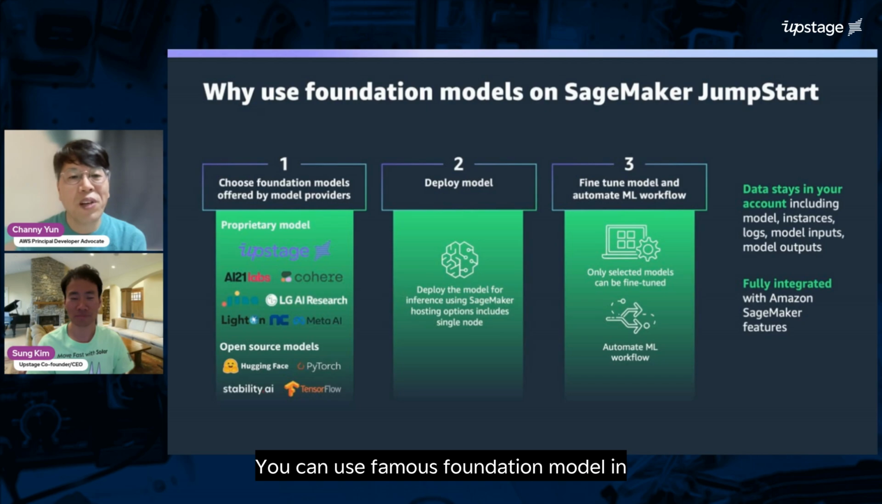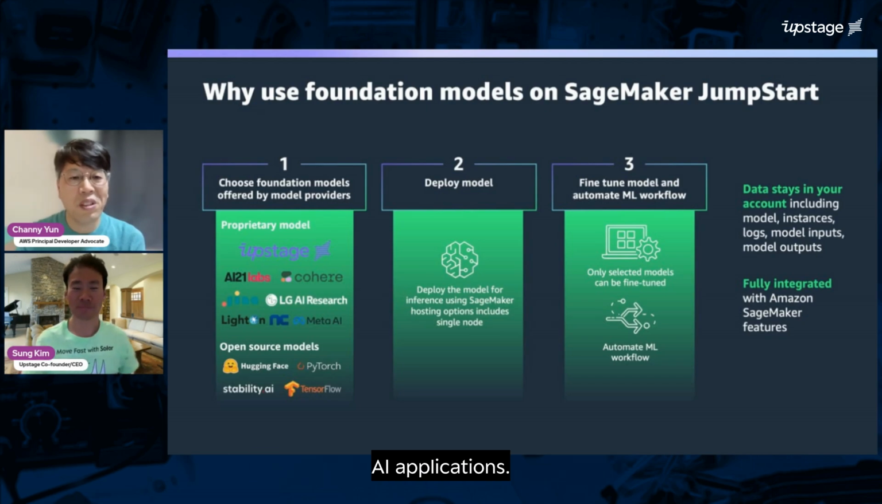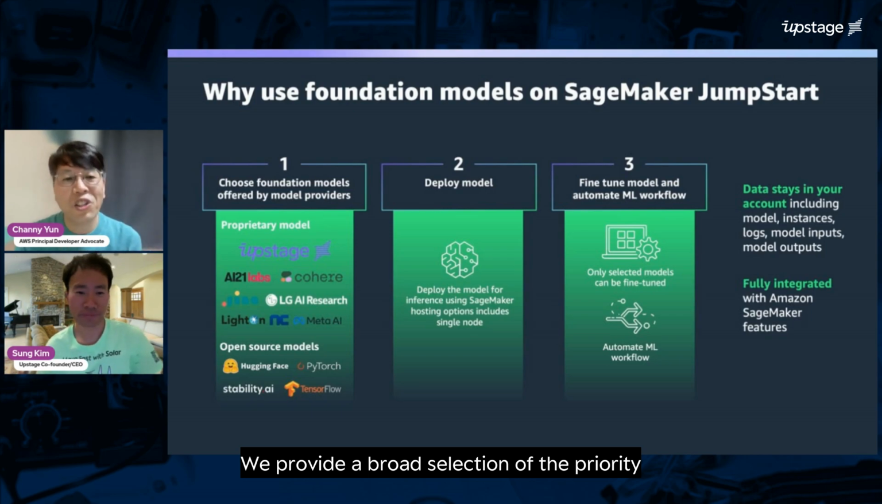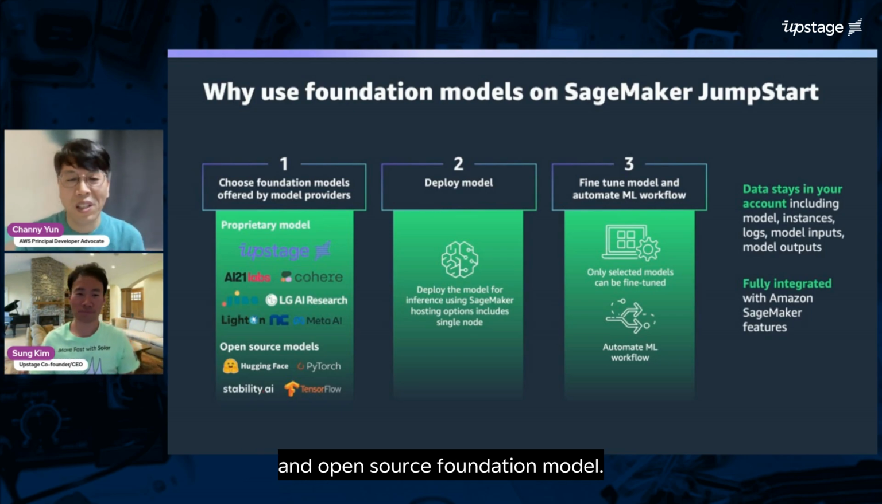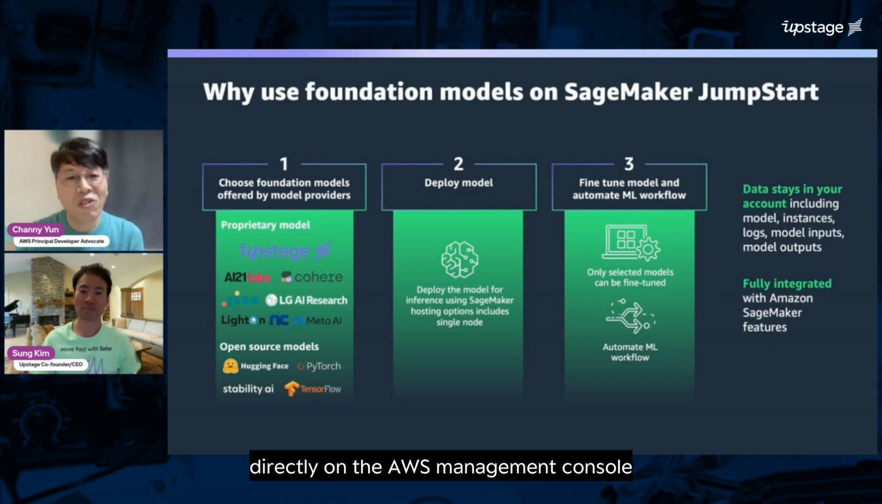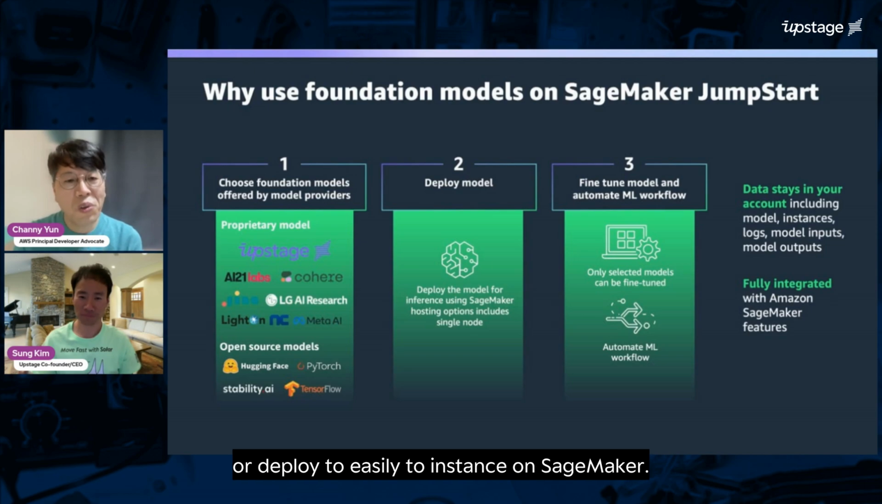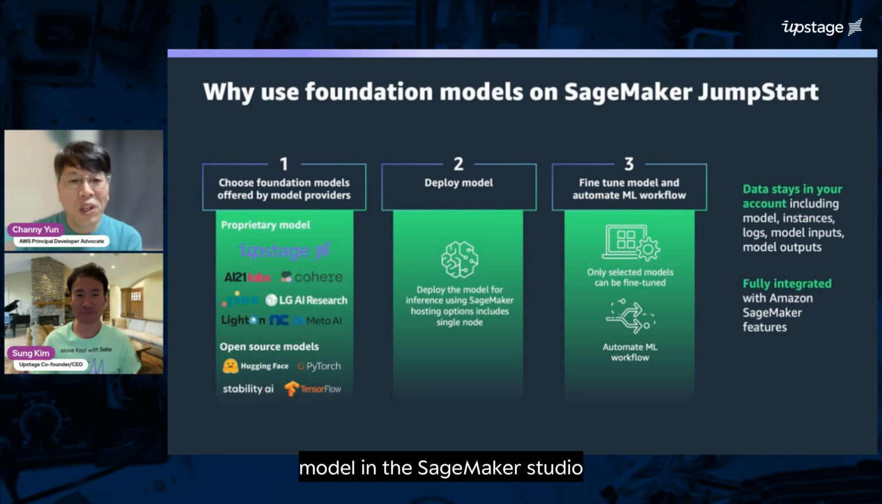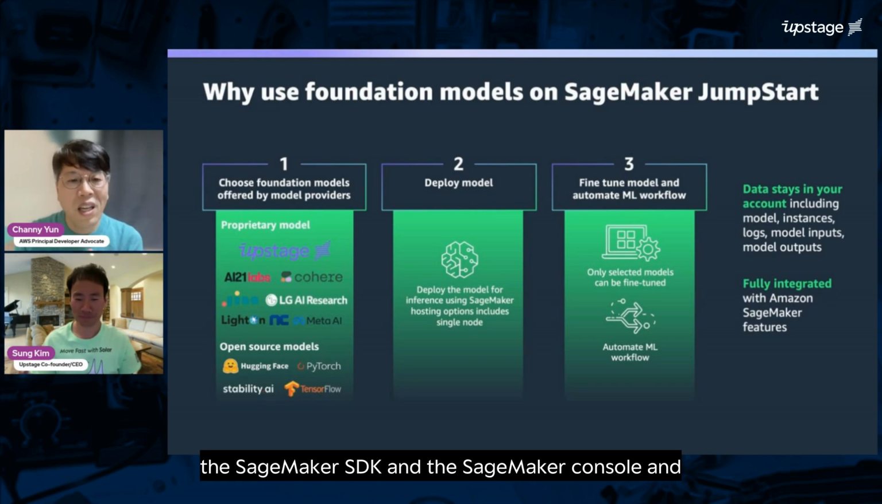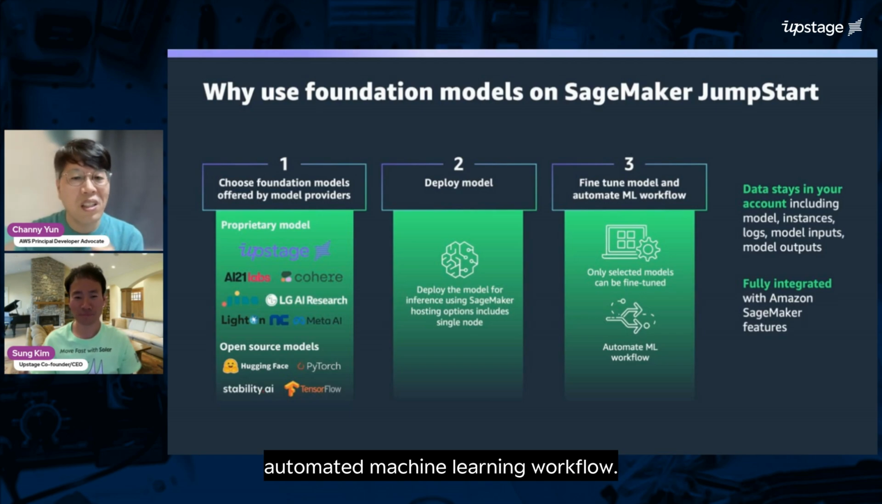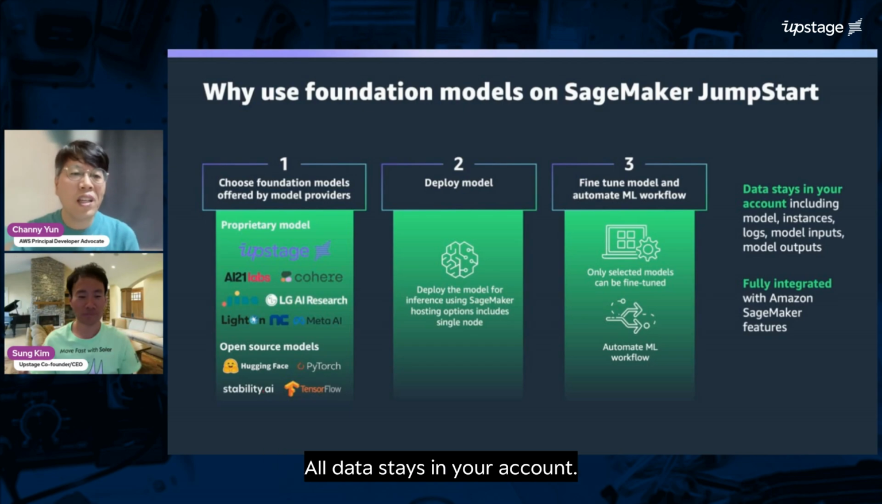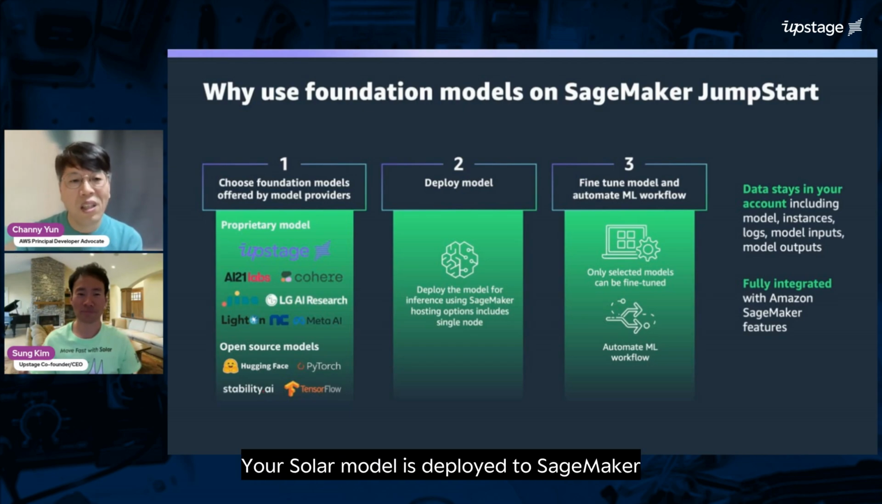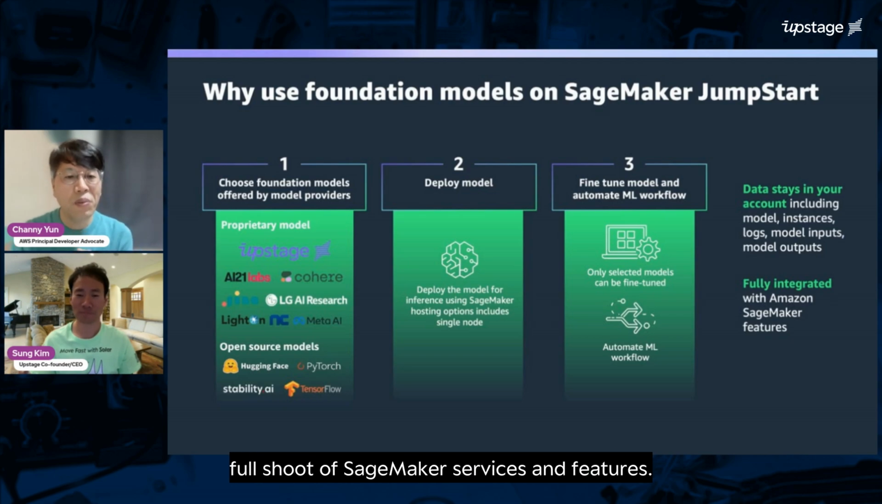You can use famous foundation models in SageMaker JumpStart to build generative AI applications. We provide a broad selection of proprietary and open source foundation models. You can try out the Upstage Solar model directly on the AWS Management Console or deploy to an EC2 instance on SageMaker. You can also customize and fine-tune your model in SageMaker Studio, the SageMaker SDK, and the SageMaker console, and automate machine learning workflows. All data and logs from these models stay in your account. Your Solar models are deployed to SageMaker, and they are fully compatible with the full suite of SageMaker services and features.